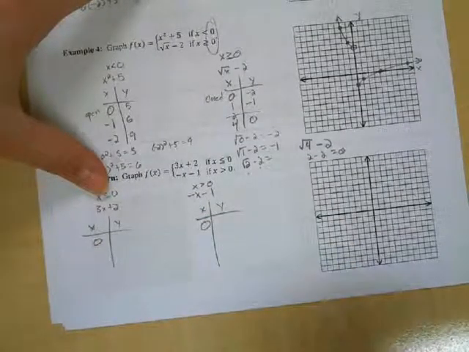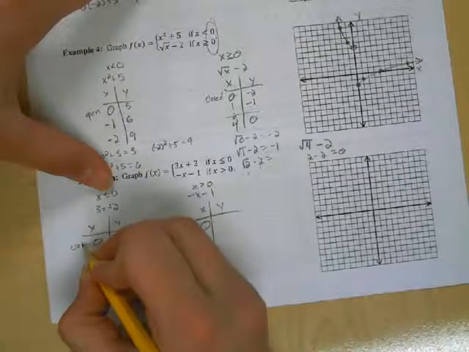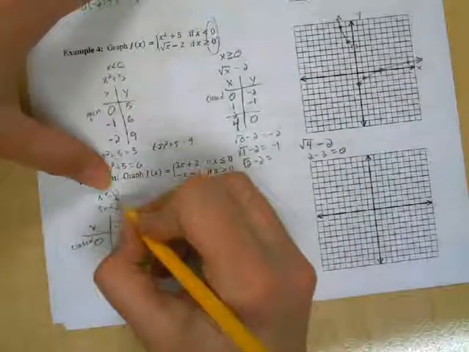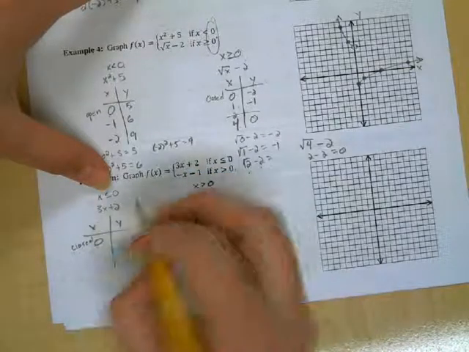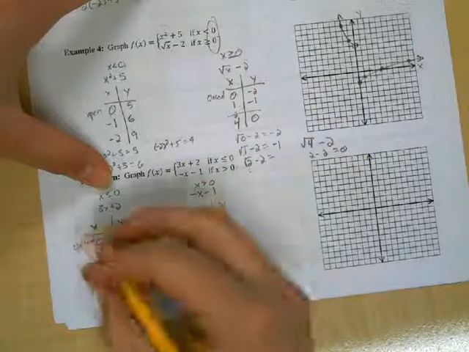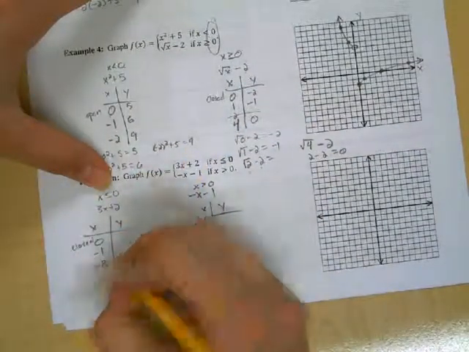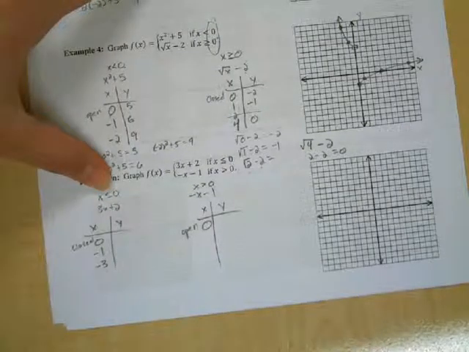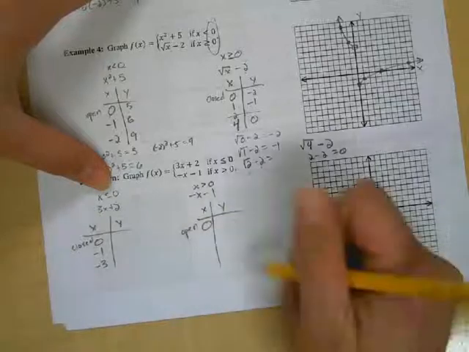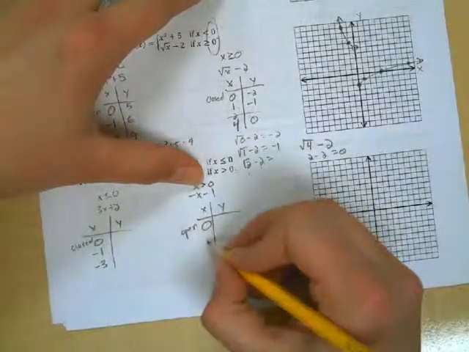Here, x is less than or equal to 0, so this is closed, which makes this one open. Here I'm looking for less than, so -1, -2. Actually, I'll do -3, just to change it up and show you that it can be different. You don't have to do 0, -1, -2. I can do -1, -3. Let's do the same thing over here. Greater than 0, so 1 and 2.